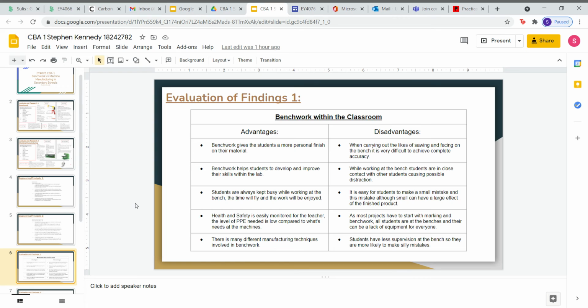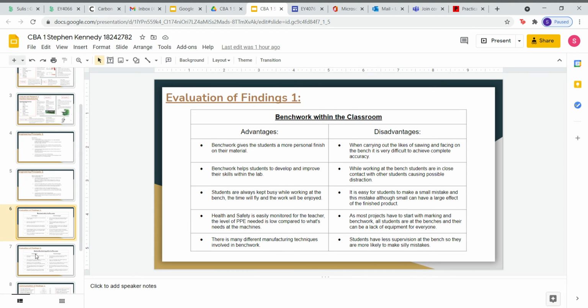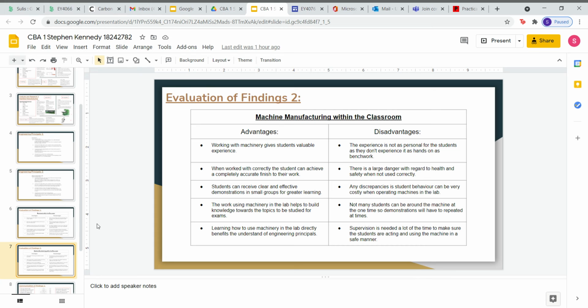So my findings then. I broke it down into advantages and disadvantages. For the bench work advantages, I have bench work helps students to develop and improve their skills within the lab. And then an example of a disadvantage for the machine manufacturing is there's a large danger with regard to health and safety when not used correctly.